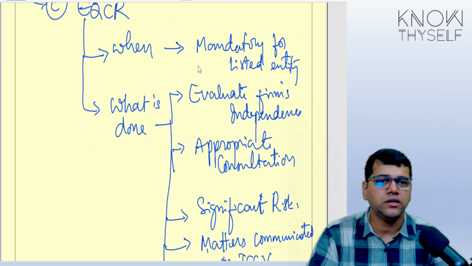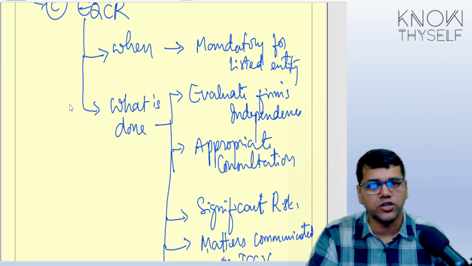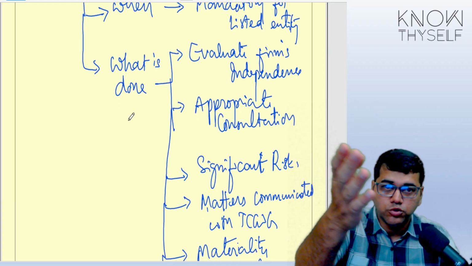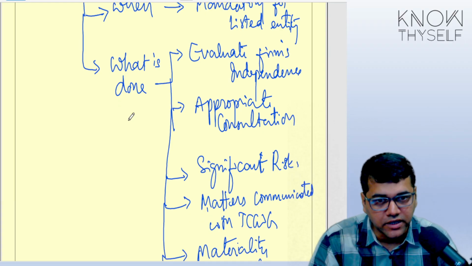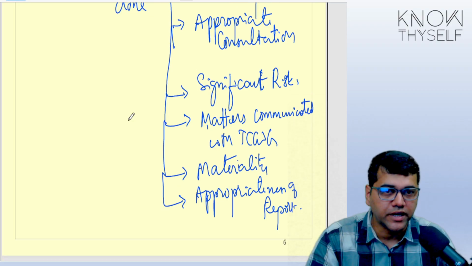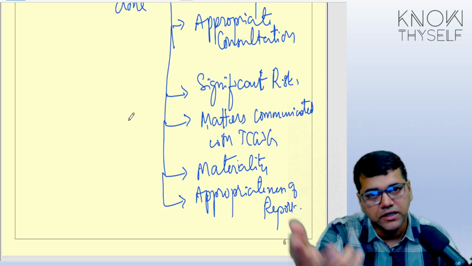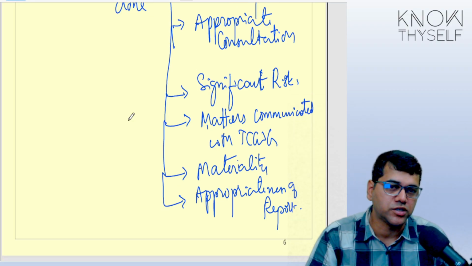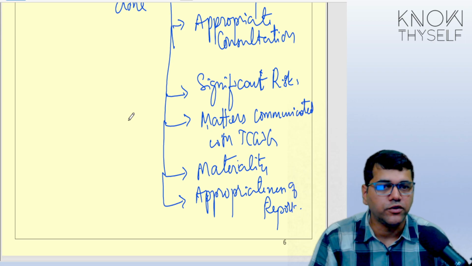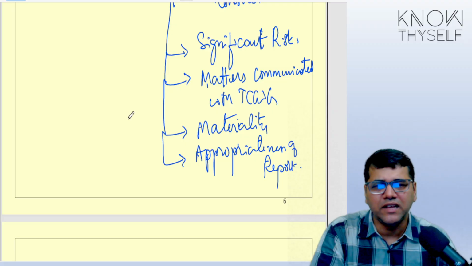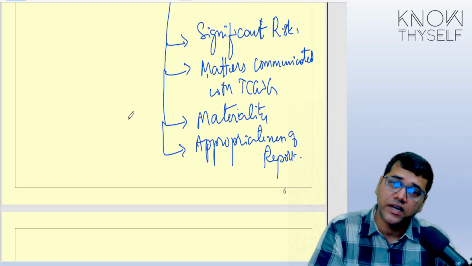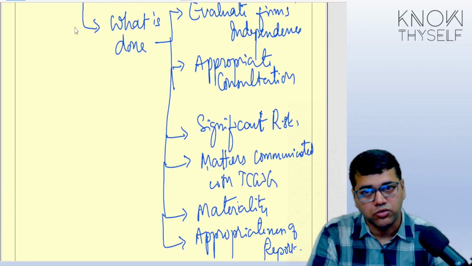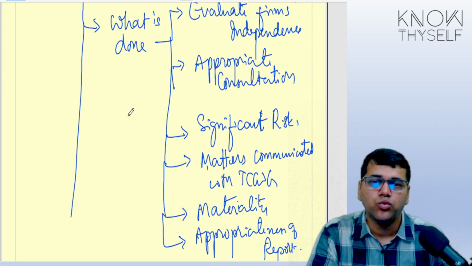So when should it be done? It should be done for listed entity. What is to be done? He is evaluating the independence. He is checking whether consultation has happened. What type of significant risks were there? Have you communicated the matters which are supposed to be communicated as per SA 260? What is the level of materiality you have decided? See, overall at a high level activities will be seen. Okay, is the report appropriate?